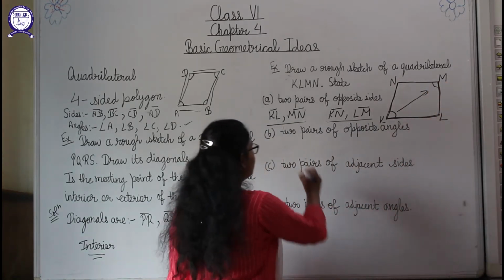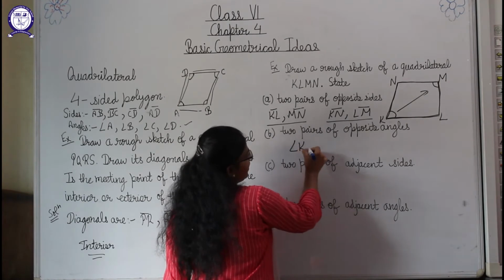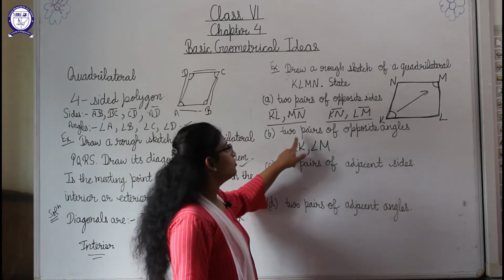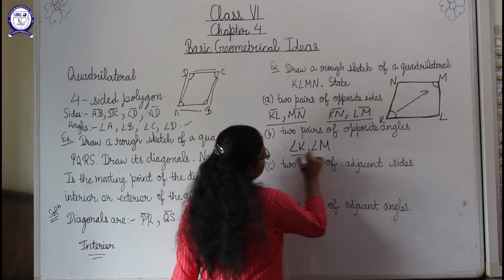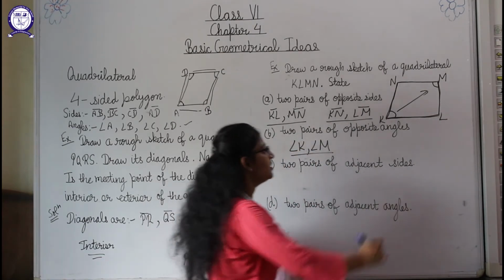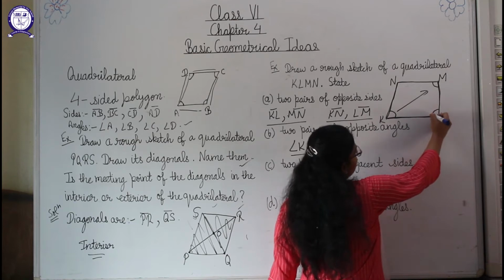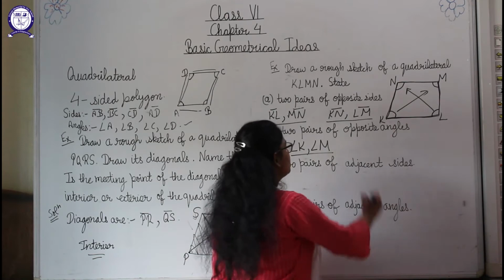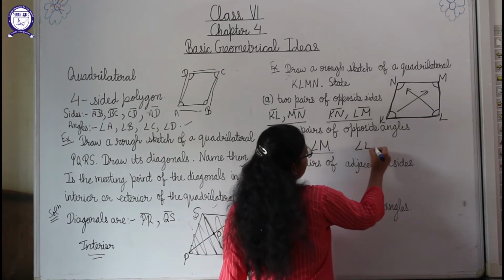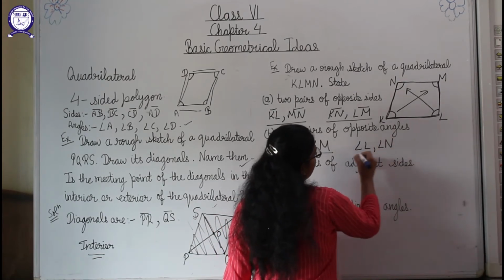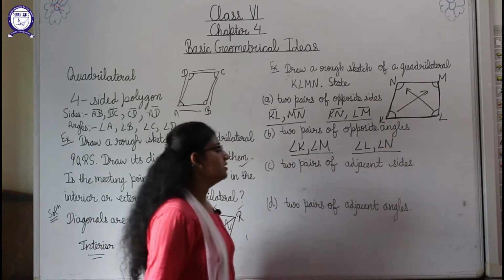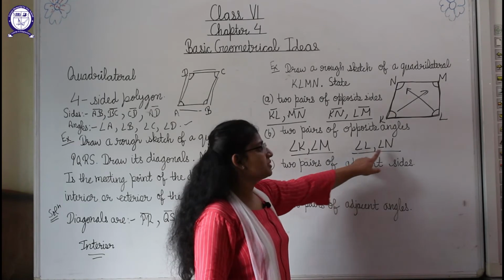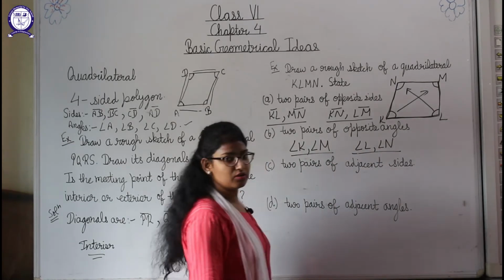Okay, so angle K and angle M are the opposite angles. We have to tell about two pairs. This is one of the pair. Now the next pair will be, this is angle L, so its opposite will be this one, angle N. So angle L and angle N are the opposite angles. Students, for the angle we have to make this symbol. This symbol represents angle. I told you earlier also.